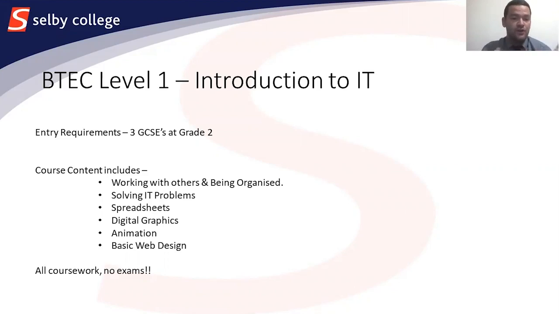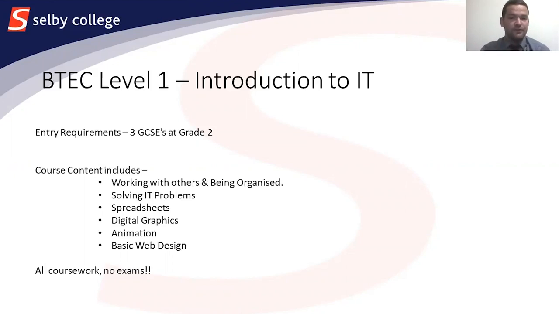So on the course, there's lots of different bits and pieces that you'll study. You'll study some spreadsheets, some digital graphics, some animation, some web design. There's a few bits of databases and things in there as well. But alongside that, you'll be working with others and getting organized and just generally getting yourself ready for the next level in your IT skills.